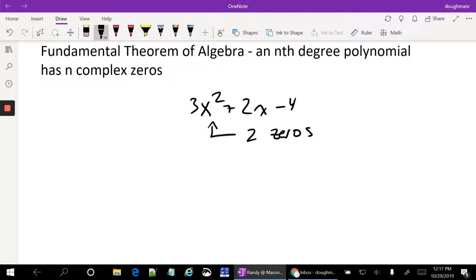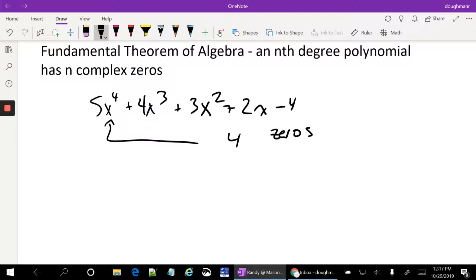And as we know by solving quadratics, those zeros could be real, meaning they could be rational or irrational, or they can now be complex, so have an i, a plus bi. But we know there has to be two of them. And then if I were to add another term, 4x cubed, now there are going to be three zeros, and so forth and so on. So 5x fourth, we now know that there are four zeros.